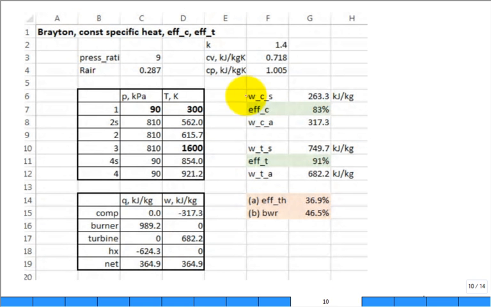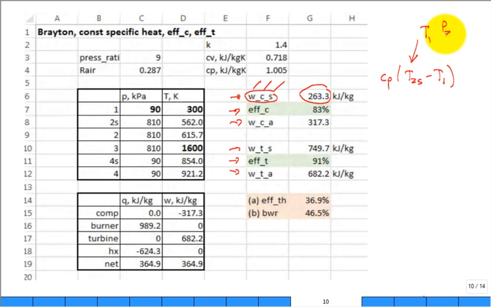I like to analyze the compressor in a number of steps, just like the turbine. So first of all, I calculate the minimum work required by the compressor to achieve that pressure ratio. That would be the work consumed by the compressor if it was isentropic flow. How do we get this value right here? Well, it's going to be C sub P times T2S minus T1, where T2S is T1 times P2 over P1 to the K minus 1 over K. Just what we did before. You have the T2S, and so this would be the minimum work.